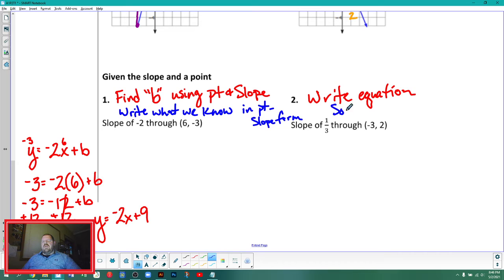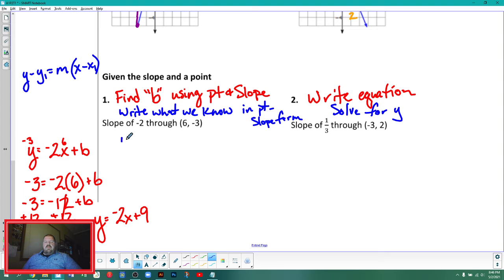And then solve the equation for y. Because that would also be a valid strategy. But you have to remember point slope form. It's that y minus y1 equals m parentheses x minus x1. So in this case, I'm not putting the 6 and the -3 in for y and x, but instead for the y1 and the x1.